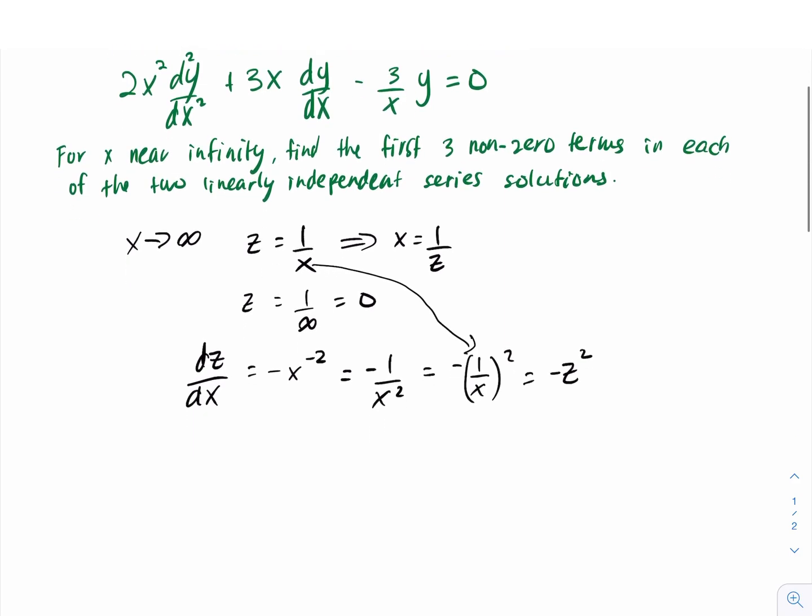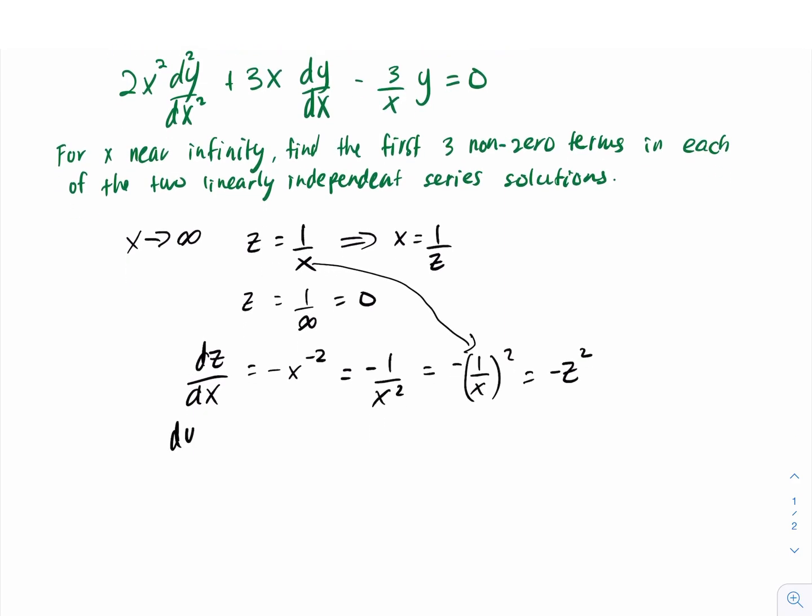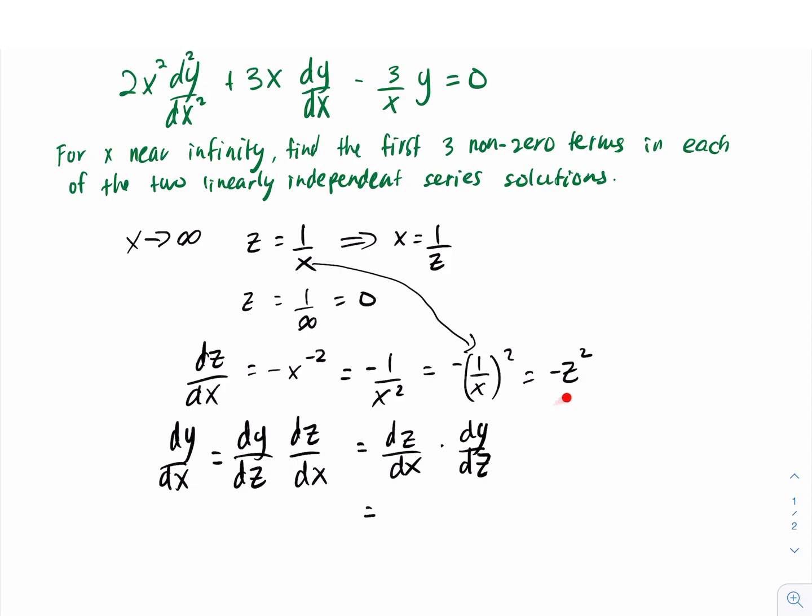Next, we want to find dy/dx. So dy/dx is equal to, by using the chain rule, we have to fill in with dz. If I rewrite it, dy/dz times dz/dx, so we know that our dz/dx equals negative z squared. So substitute in here. So this is our dy/dx.